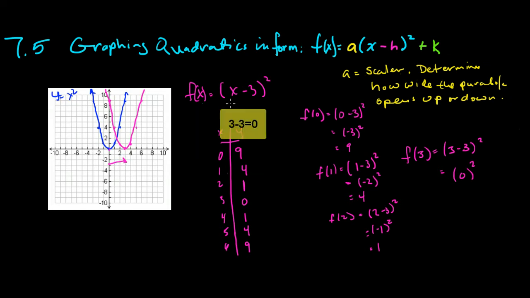Why 3 spaces? Because this number in here is a negative 3. We ask ourselves, for the horizontal shifter, what value of x would make this quantity 0? Because what we're basically doing is changing our vertex. Notice that our line of symmetry has now changed. Our line of symmetry is now x is 3, because when x is 3, that resets our 0 value. Our minimum value is still 0.